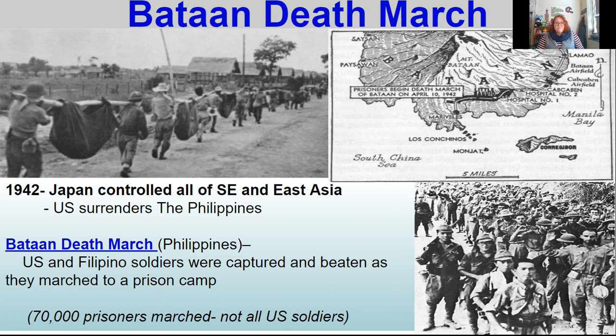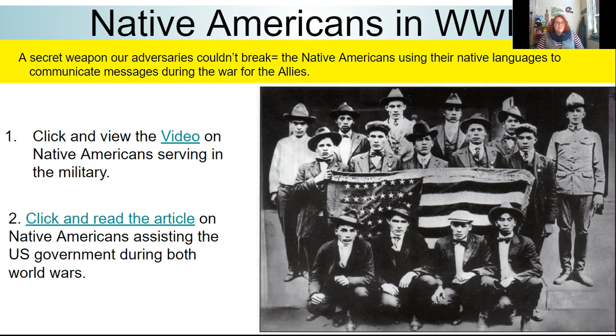70,000 prisoners marched, and not all of them were US soldiers. And many of them believed that they were marching to their death. Now, I should also say that the United States had a very effective secret weapon in all of this. Native Americans played a huge role in helping to turn the tide of the war to the Allies. And that was because the Native Americans used their native languages to communicate war messages to the Allies. This is something that the Germans and the Axis powers couldn't figure out.